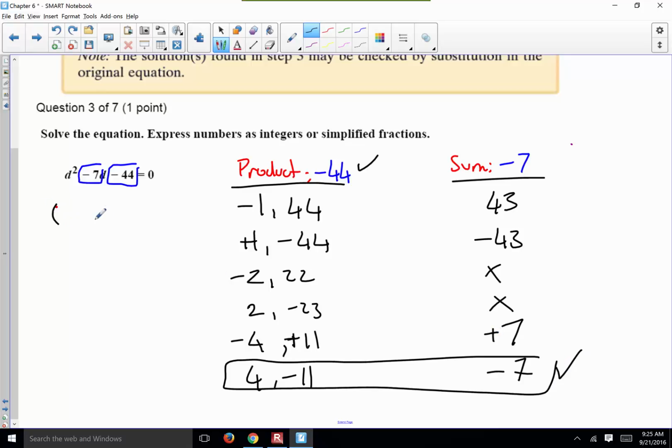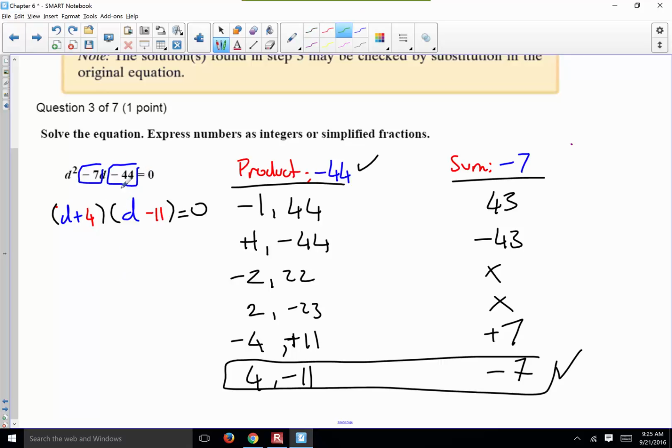So you got it. Your pairs have 4 and minus 11 on the side. But what are the variables? Variables are D. D plus 4 and D minus 11. When you FOIL this, make sure you get these 3 terms. You know how to check whether you're on the right track or not. When you factor it and FOIL it, it needs to match the original question.